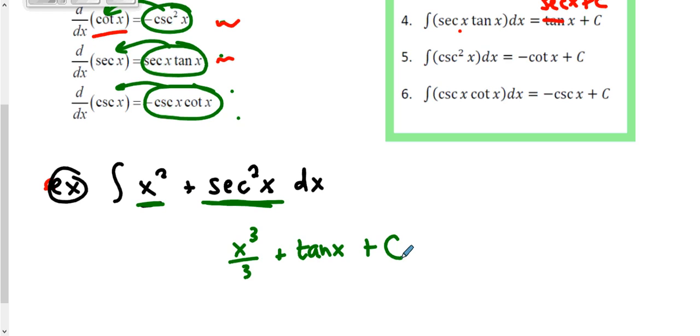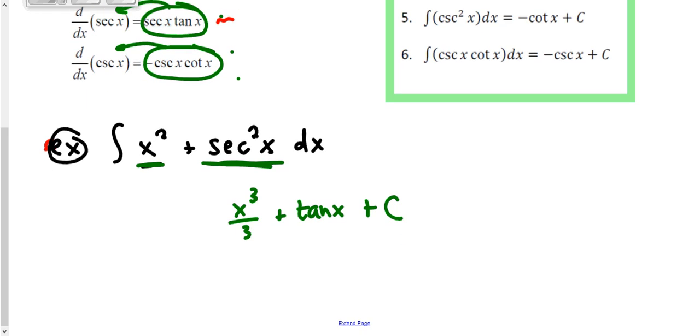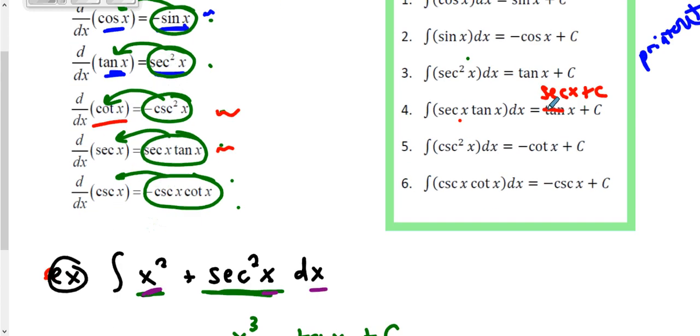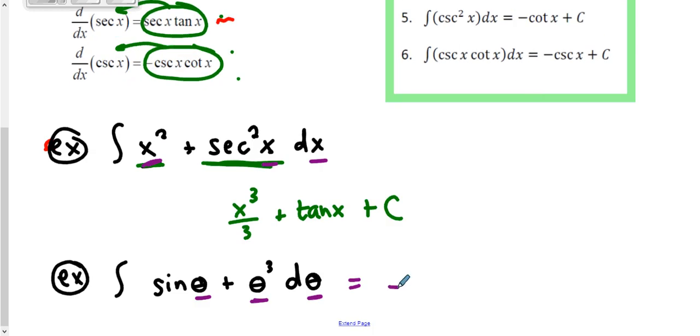Okay. The other thing that happens sometimes is that when we are integrating trig, x is not always our variable. So if we integrate, let's say, sine theta plus theta cubed d theta. Now d theta. Theta is our variable. So theta works just like x did in the previous problem. So the integral of sine, when we go up here, the integral of sine is going to be negative cosine. So negative cosine of theta.